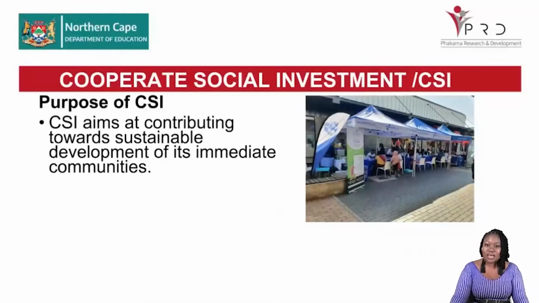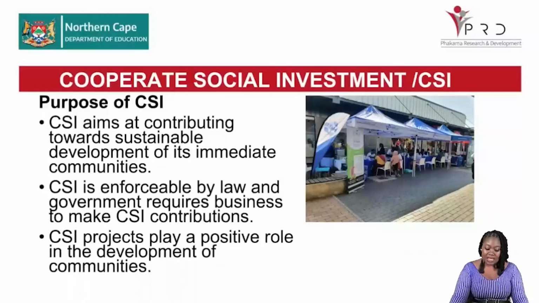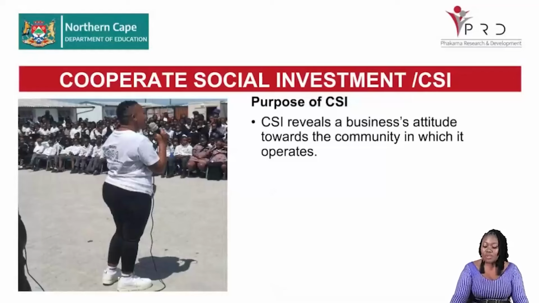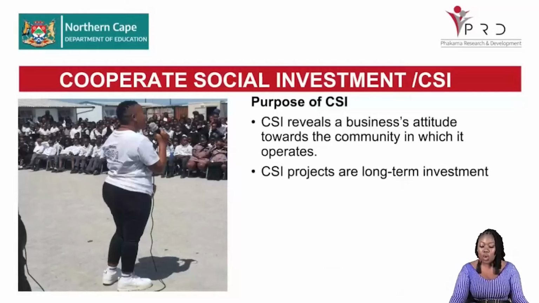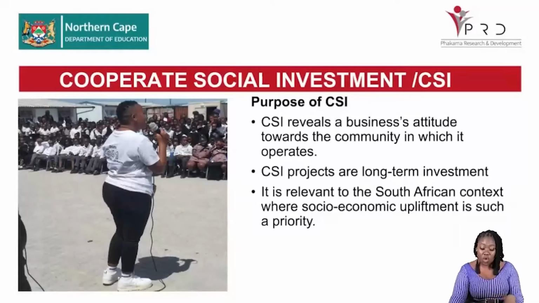Okay, and then let's look at the purpose of CSI. What is the purpose? So CSI aims at contributing towards sustainable development of immediate communities. Another purpose is that CSI is enforceable by law and government requires businesses to make CSI contributions. Okay, and then CSI projects also play a positive role in the development of communities. Right. Another purpose is that CSI reveals a business's attitude towards the community in which it operates. Okay, CSI projects are also long-term investments. Okay, it is relevant to the South African context where socio-economic upliftment is such a priority.